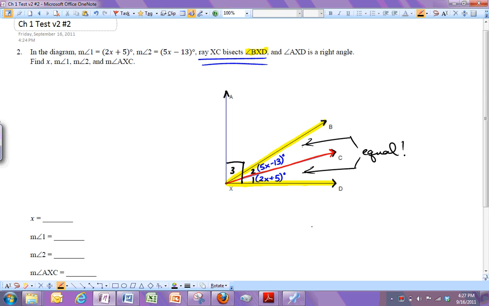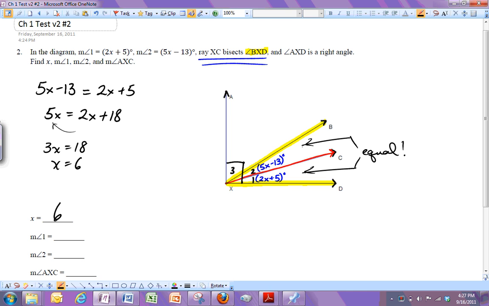What I noticed on the test was a lot of people got stuck here. But you know that they're the same, so you might as well say they're the same using math, right? That's the same as this. Well, in math, that's equals. So, okay, let's simplify this. If I add 13 to both sides, I get 5x equals 2x plus 18. And then if I subtract the 2x to this side, I get 3x equals 18 and x equals 6. So there we go. X is 6.